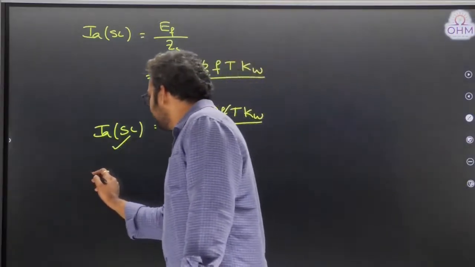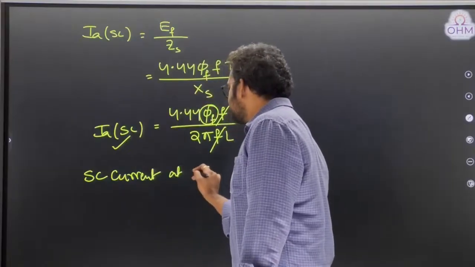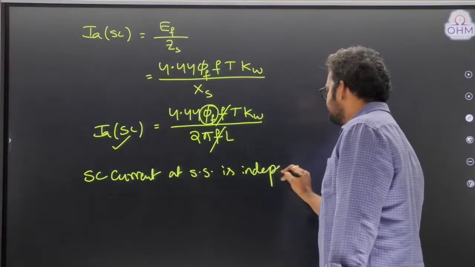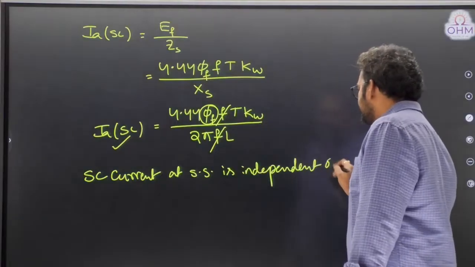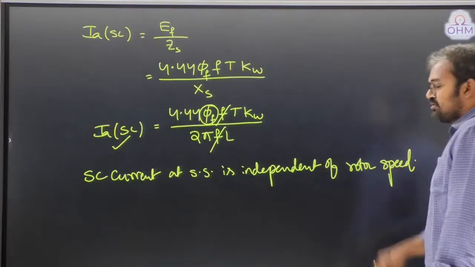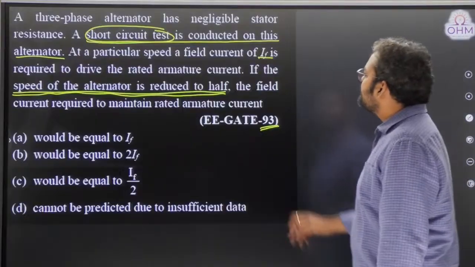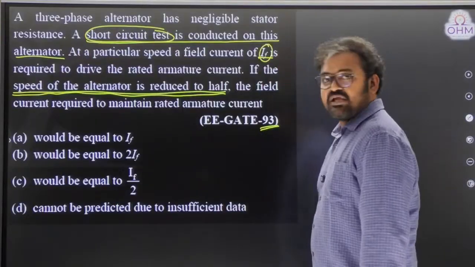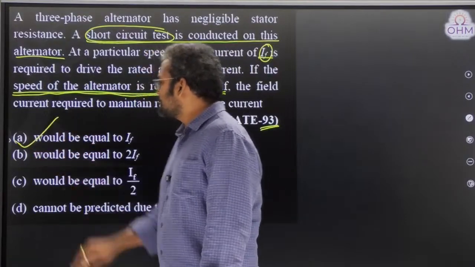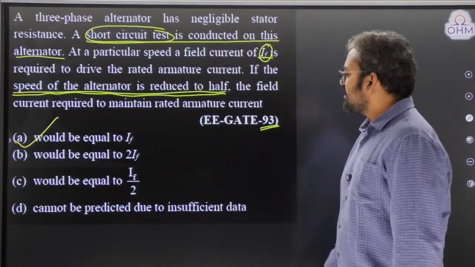So I can write that short circuit current, especially at a steady state, is independent of rotor speed. So therefore, what is the answer? Initially, if you need a field current IF, even in the later case also, you need the same field current IF. Same field current. Got it? Yes. So that is the answer.